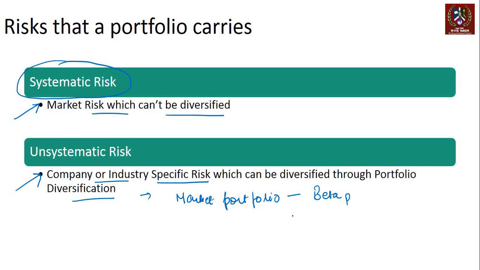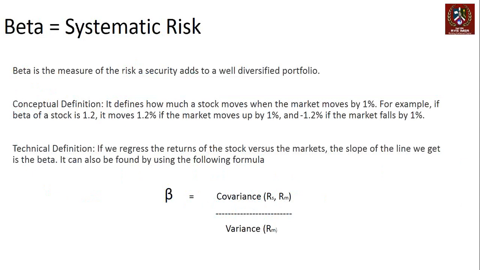Now, if you add another stock to this market portfolio, the individual stock specific risk that it'll add, which is the systematic risk that cannot be diversified away anymore, is known as beta of the stock that comes in. Let's understand what is the beta. Now, beta is a measure of risk a security adds to the well diversified portfolio. Let's understand it in two concepts. We'll look at it in the form of a conceptual definition and then a technical definition.